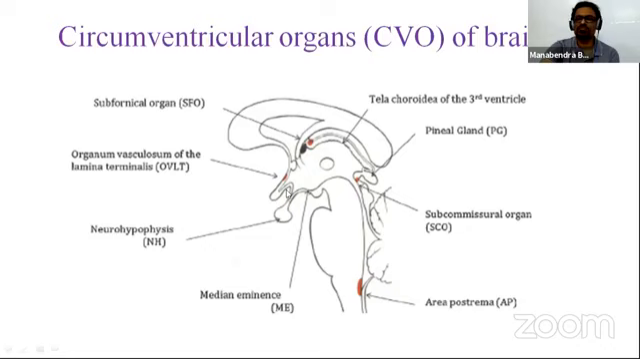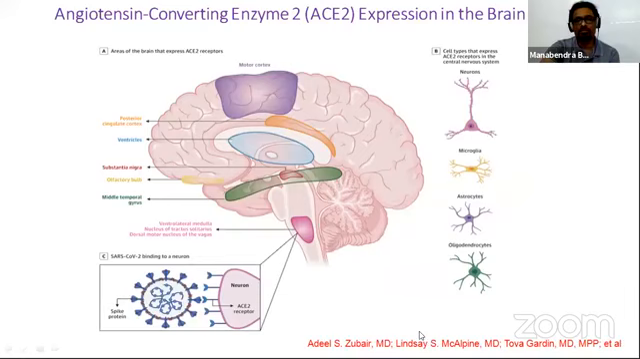These are thought to be the divided blood-brain barrier. So they express the ACE2 receptors. But this paper was published recently, by Adil S. et al. And they actually showed that the nervous system, the neurons, the microglia and the glial tissues, have actually expressed the ACE2 receptors, and also the structures in the brain and spinal cord.